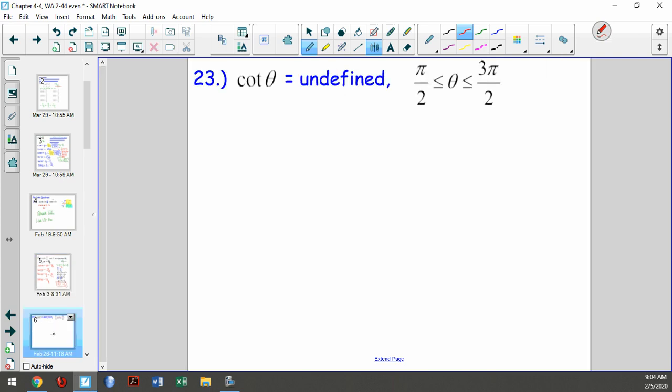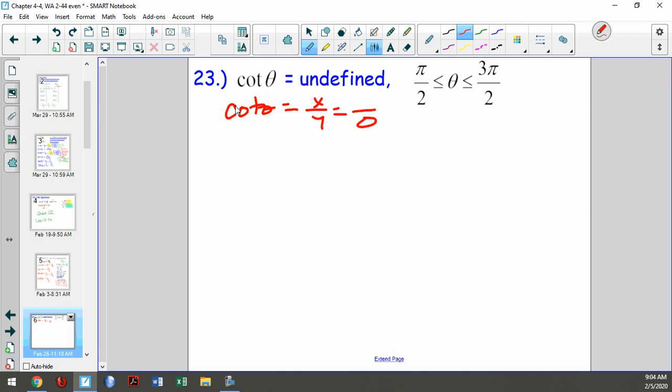Now I'm going to do another problem in this section, which is number 23. And number 23 says, hey, the cotangent is undefined. Whoa, what does it mean to be undefined? Zero's on the bottom. Well, that's super helpful because I know that cotangent is understood to be x over y, which means 0 has to be in the bottom. Would you agree with me on that?